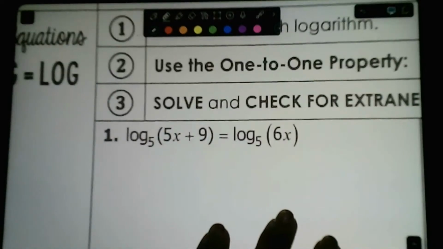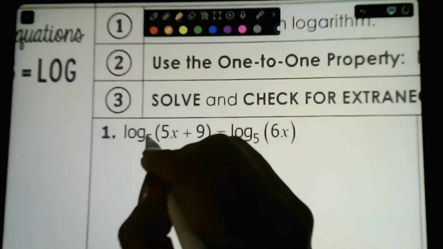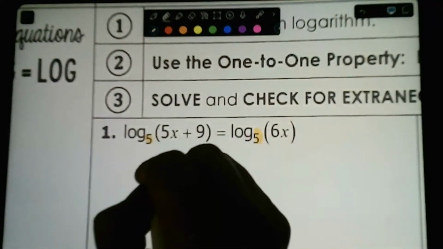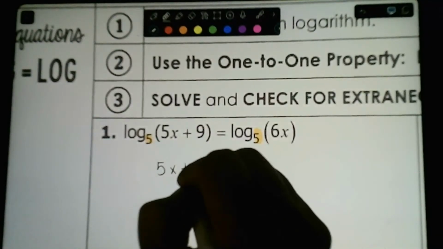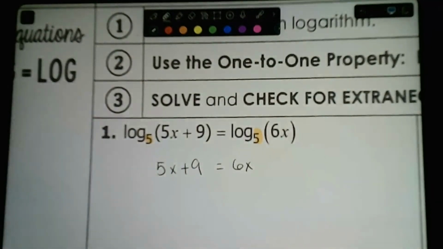All right, so let's do number 1. Are they the same bases, yes or no? Yes, which means I can ignore the log and the base and grab just the stuff I'm taking the logarithms of, and then solve it from there.